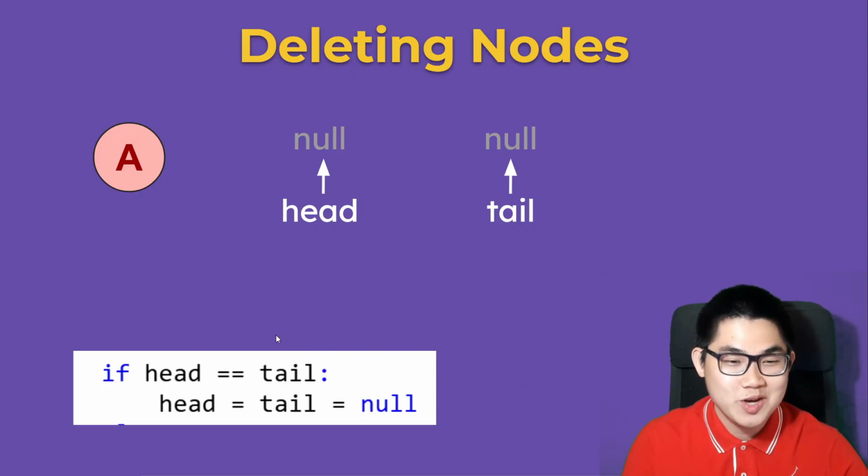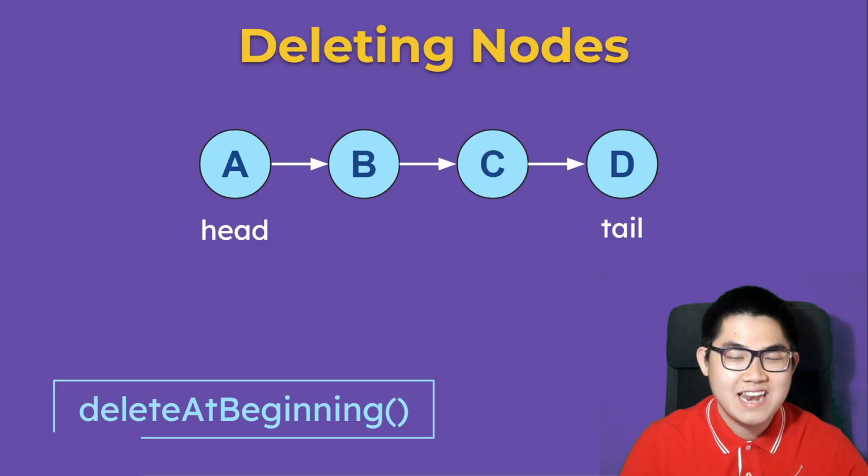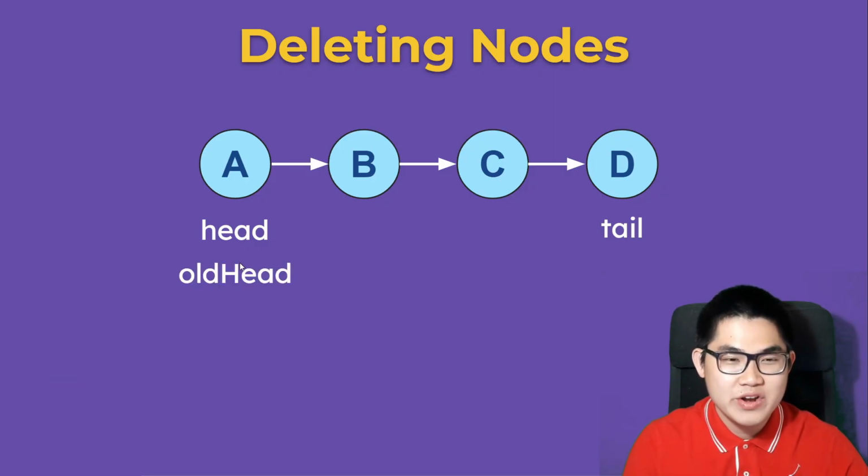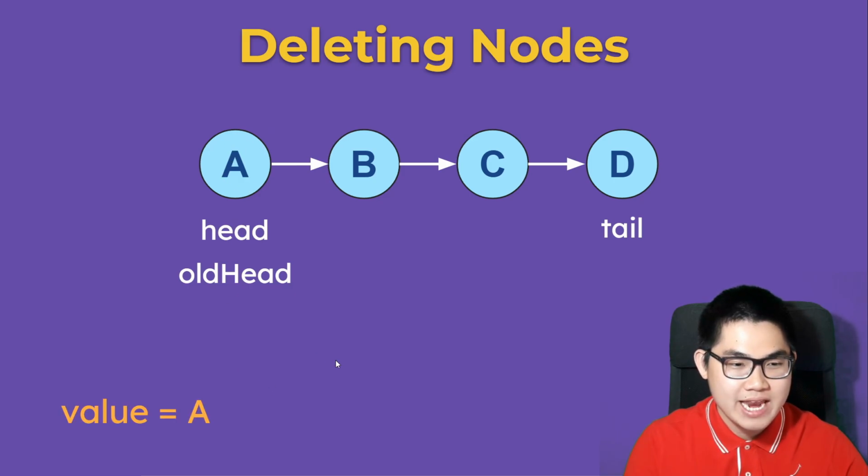So here's the pseudocode for this part, which is if head is equal to tail, then set the head and the tail to null. Now, let's go through the first case, which is removing the first node inside the linked list. We first create a pointer called old head and point it to head. Now, A is the value that we want to delete, so create a variable called value, and value equals A. The next step is to move this head to the right.